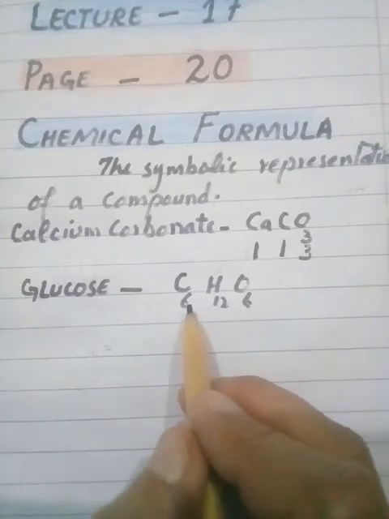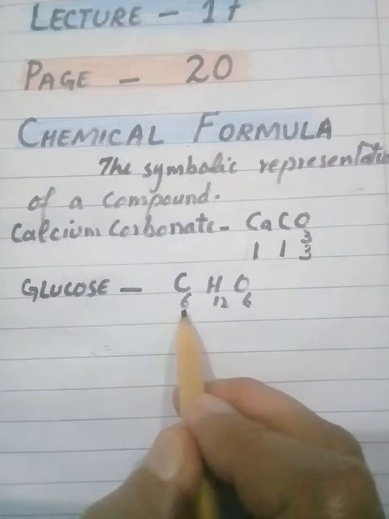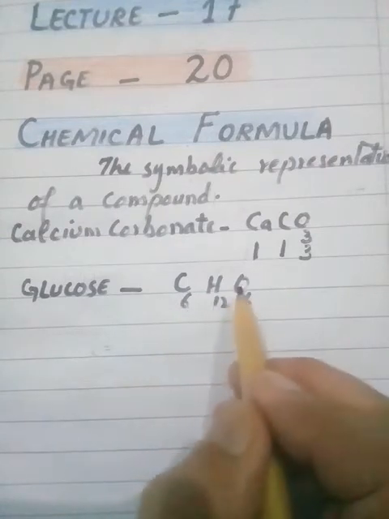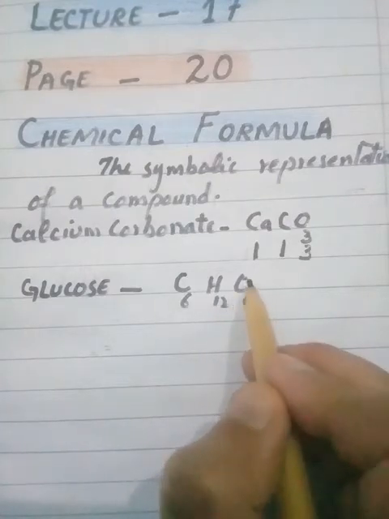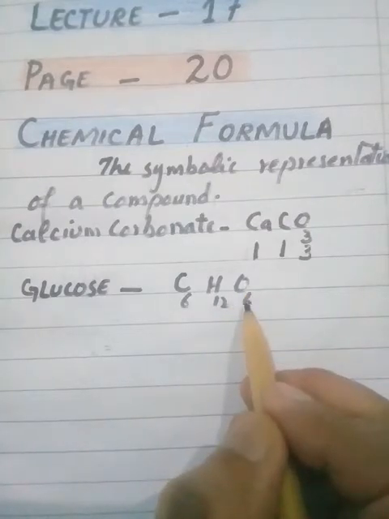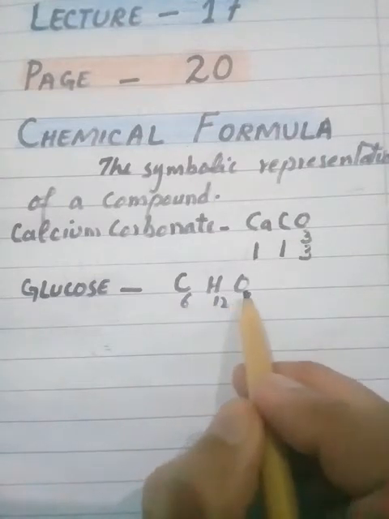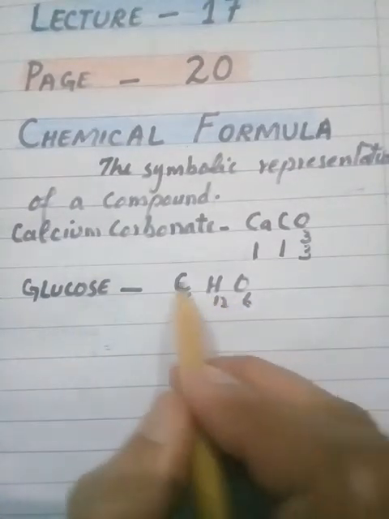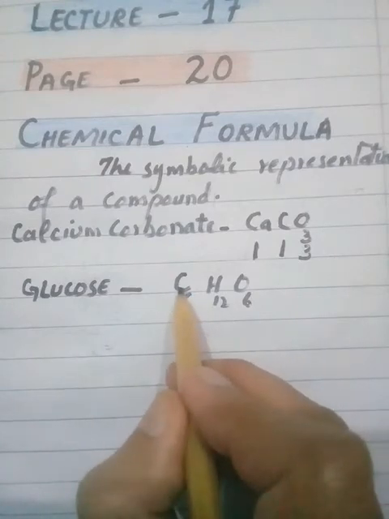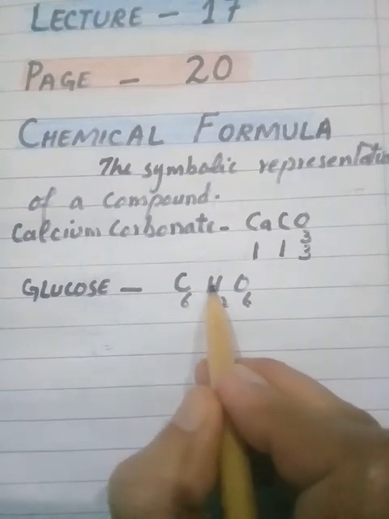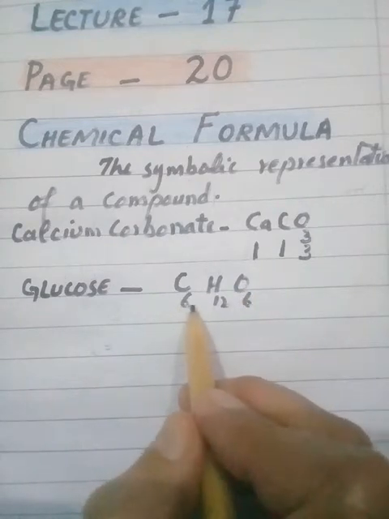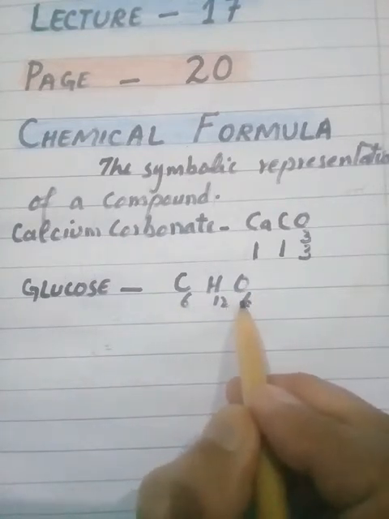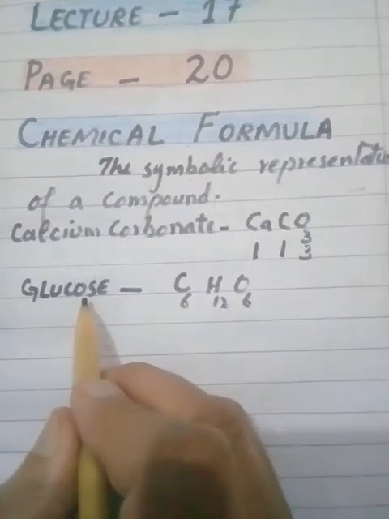How many atoms of carbon are present? That is 6 atoms of carbon. 12 atoms of hydrogen are present in glucose and 6 atoms of oxygen are present in glucose. 3 types of elements are present in glucose: 6 atoms of carbon, 12 atoms of hydrogen, and 6 atoms of oxygen. Total 24 atoms are present in glucose.